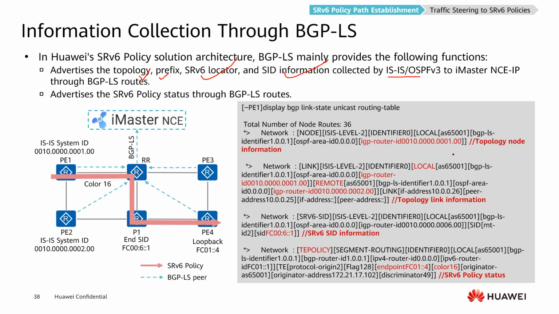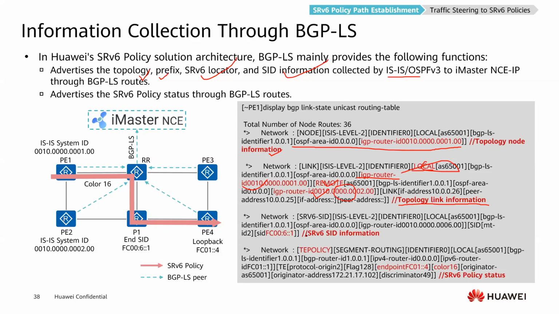You can see this is topology node information. This is myself, and this is topology link information: local IGP router, this router, remote IGP router. So you can see this device is connected to this device. So this is topology link information.